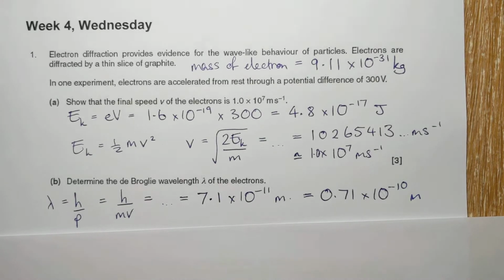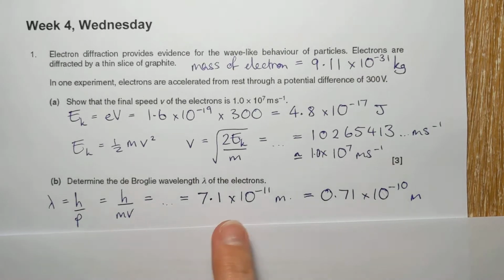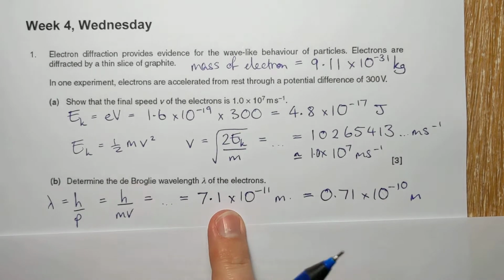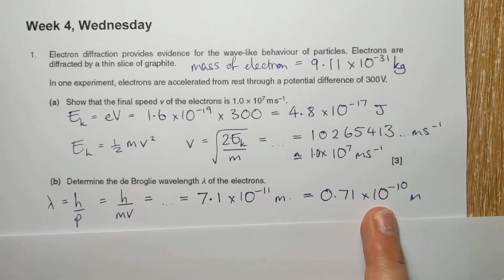Remember, if you want to get an interference pattern, then the double slits that you use, the gap between them, has to be about the same size as the wavelength that you're using. And that is a very small wavelength. In fact, it's so small, it's about the same size as the gap between atoms in a material. And so that's what you have to use.